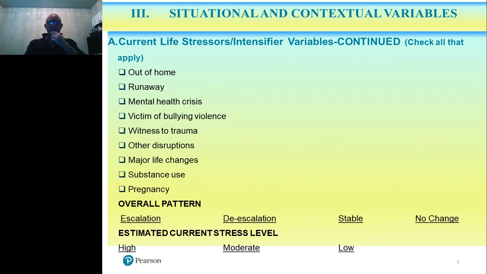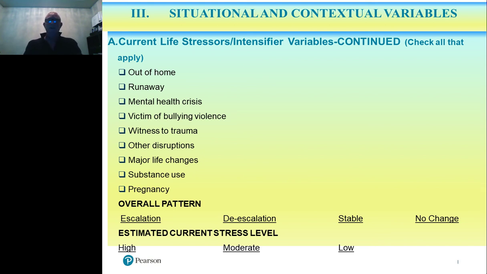Other disruptions in their life, other major life changes, so like maybe relocation, moving from one area of town to another state, another home. Do they have their own substance abuse as well, or are they exposed to it on a regular basis? And have they been a part of pregnancy? Okay, whether they are themselves pregnant or they have become the father of somebody. And that's a significant life stressor, particularly for young people.